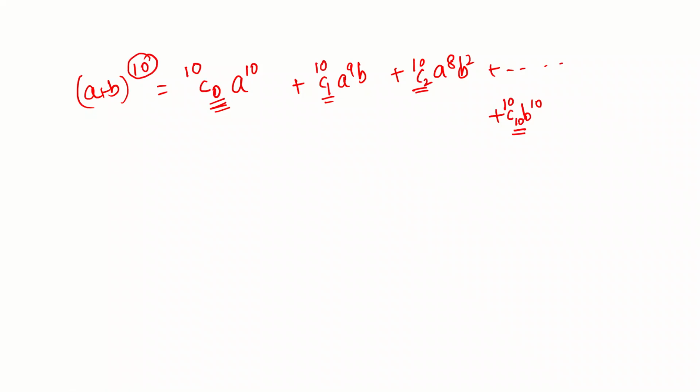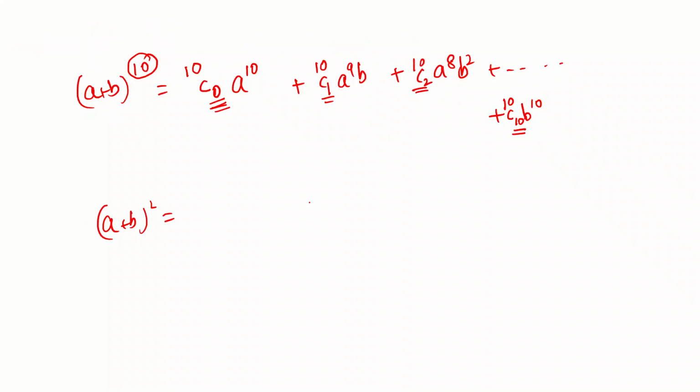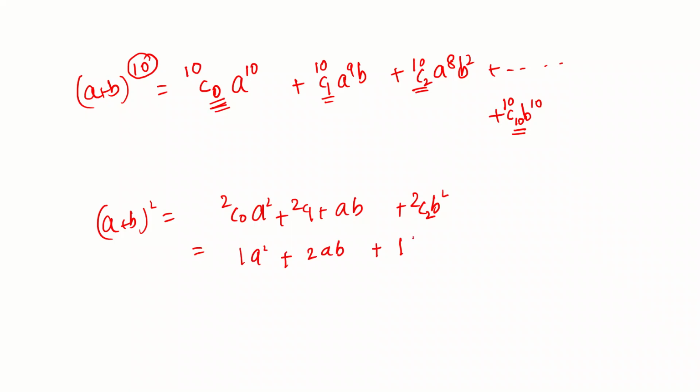Okay, so let's check it out with what we already know. Let's write down (a + b) whole squared using this formula. So we know that it is a squared, then ab, and then b squared. Now let's use this formula. It should be 2C0, then 2C1, and then finally 2C2. So is it coming out to be what we already know? 2C0 is 1, so it is 1a squared. 2C1 is 2, so it is 2ab, and 2C2 is again 1, so it is b squared.